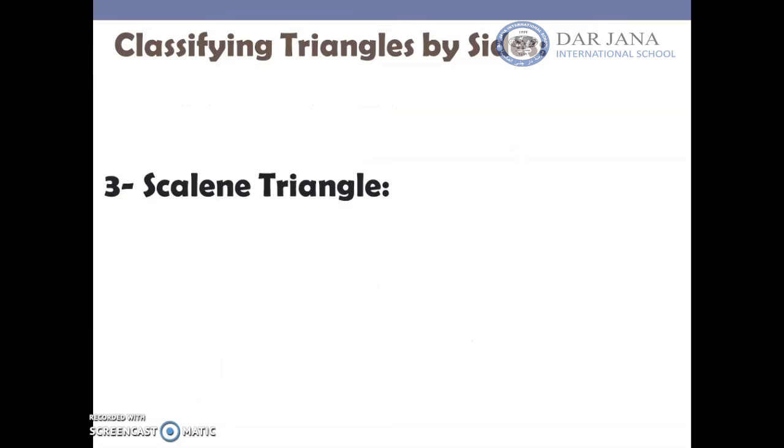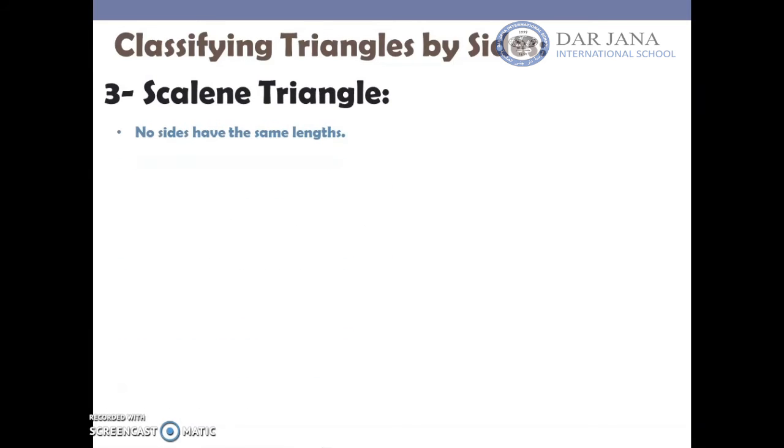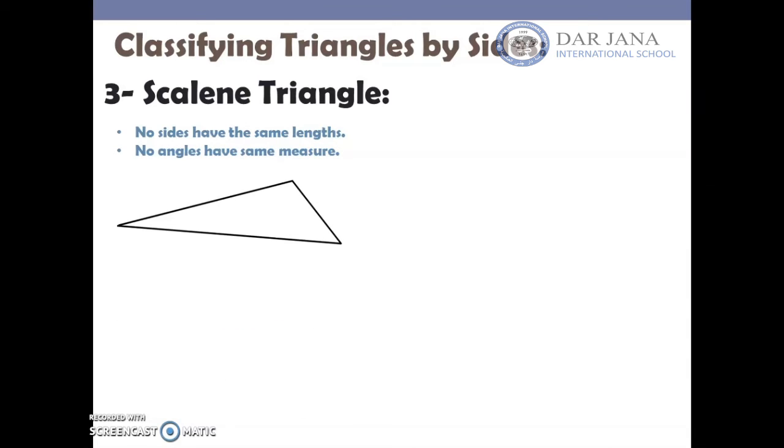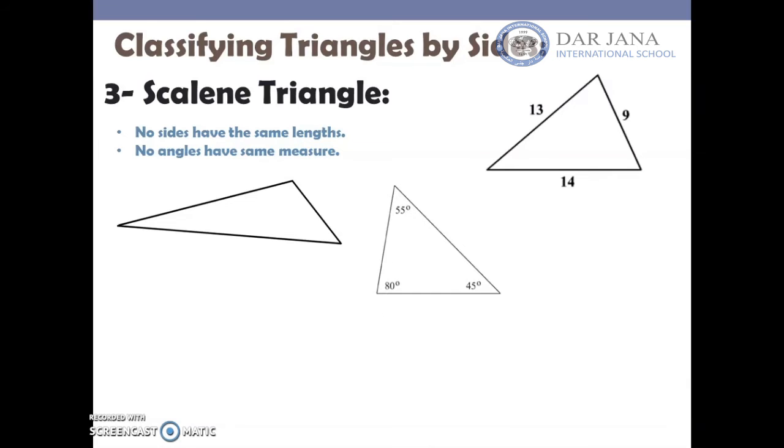The third case is called scalene triangles, when you have a triangle with no sides of the same length and no angles with the same measure, like this one shown in here or the other one. The lengths of the sides are 9, 13 and 14, so none of them are equal to each other, so this is called a scalene triangle. Or even the measures of the angles, 55, 45 and 80, we don't have congruent angles or congruent sides, so this means that it's called a scalene triangle.